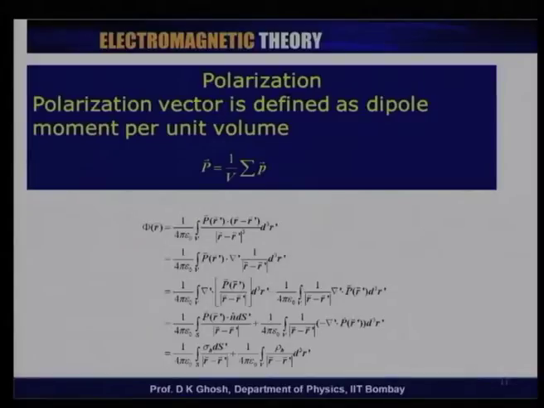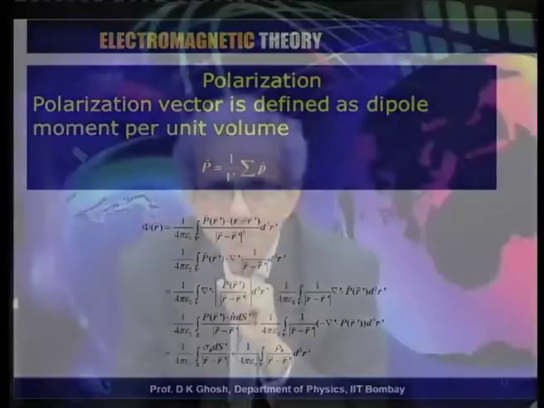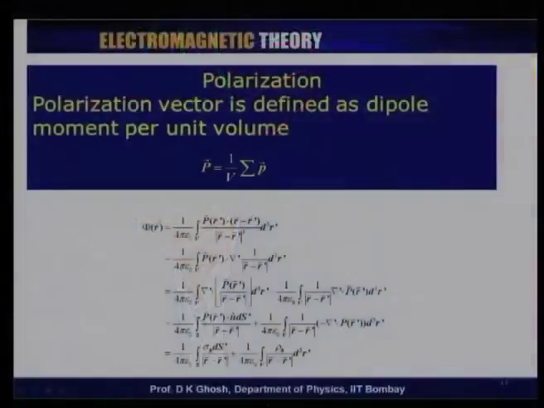The interest in this expression is the following: if you examine this expression and compare it with the potential due to a volume charge distribution and a surface charge distribution. So, this expression, for instance, tells me that if I had a surface charge distribution given by sigma b, surface charge density, equal to P dot n, then this will be the usual expression for the potential due to a surface charge distribution.